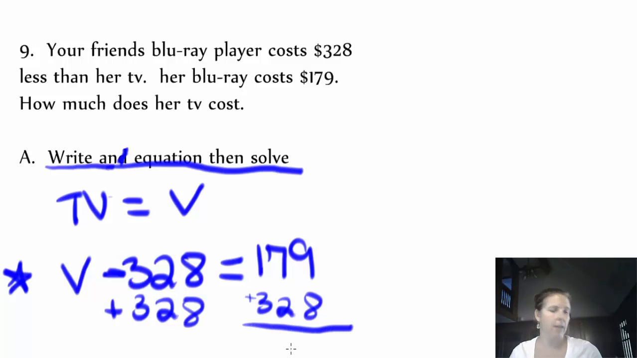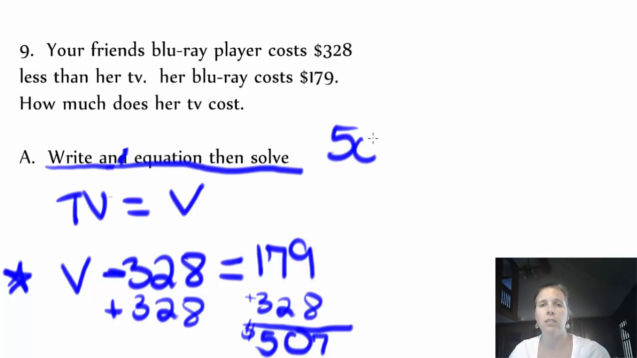Whoop! I might run out of room here. Okay, and so we have to add these up. So they're both positive. It's no big deal. 9 and 8 is 17. 7, 8, 9, 10. 3, 4, 5. So $507 is how much her TV cost.